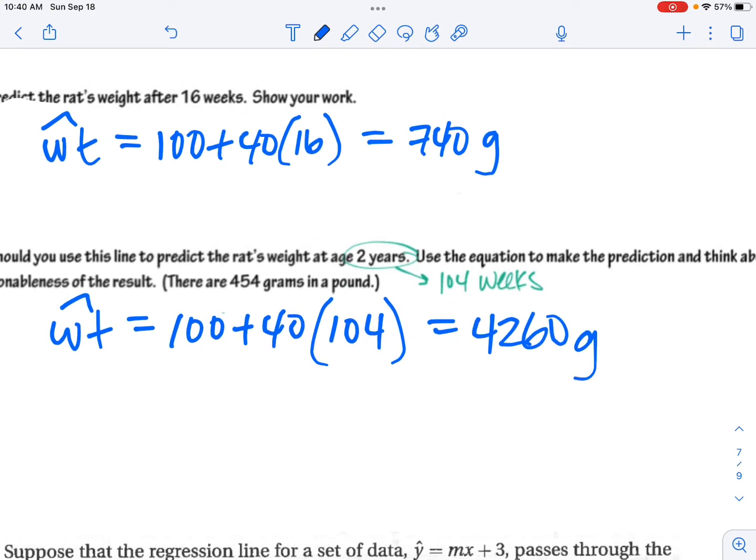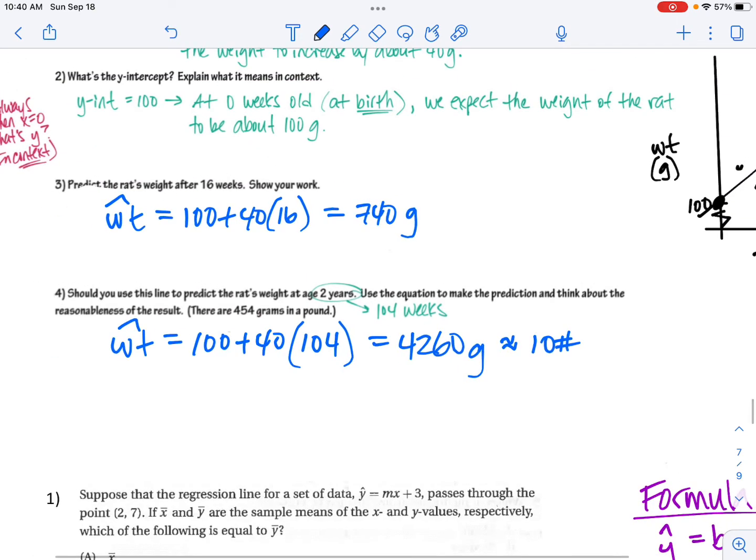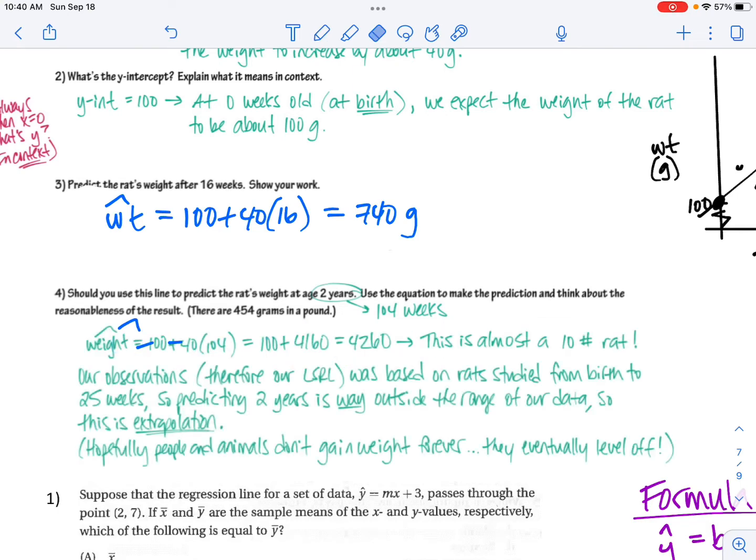And I did tell you that there are 454 grams in a pound. No, you don't need to know that, but this means that we are almost 10 pounds, roughly. Okay, have you ever seen a 10-pound rat before? Hopefully not. That would be pretty freaky. So what is the point? Let me erase here. This is my work that I just showed, but almost a 10-pound rat.